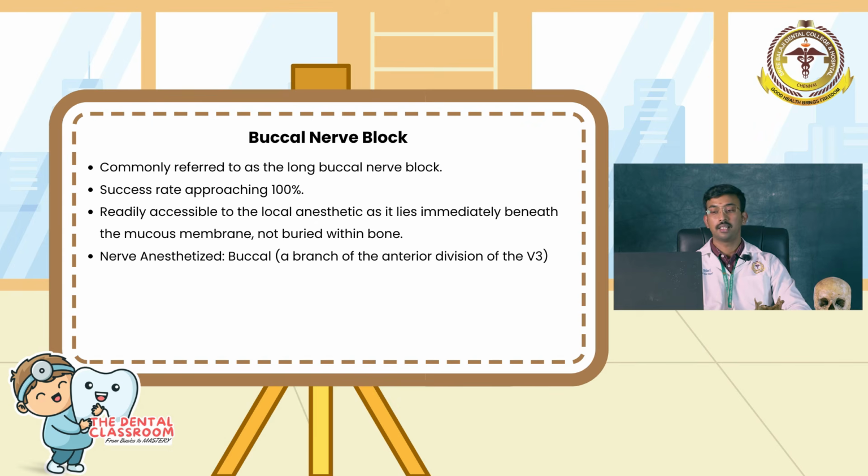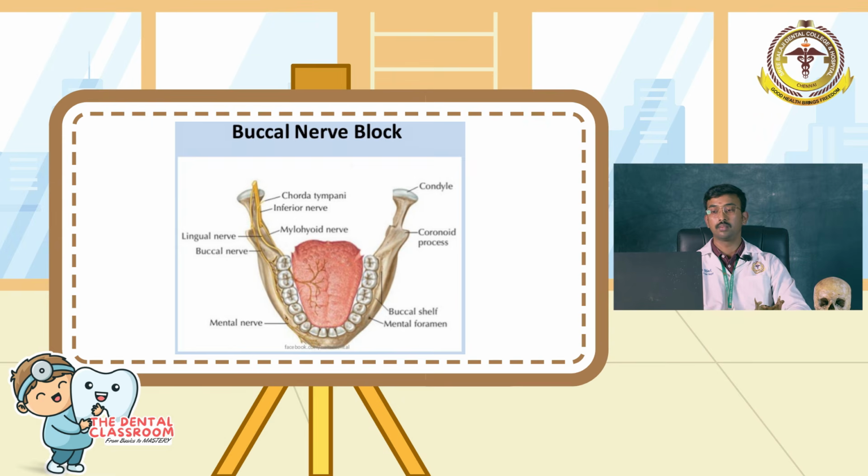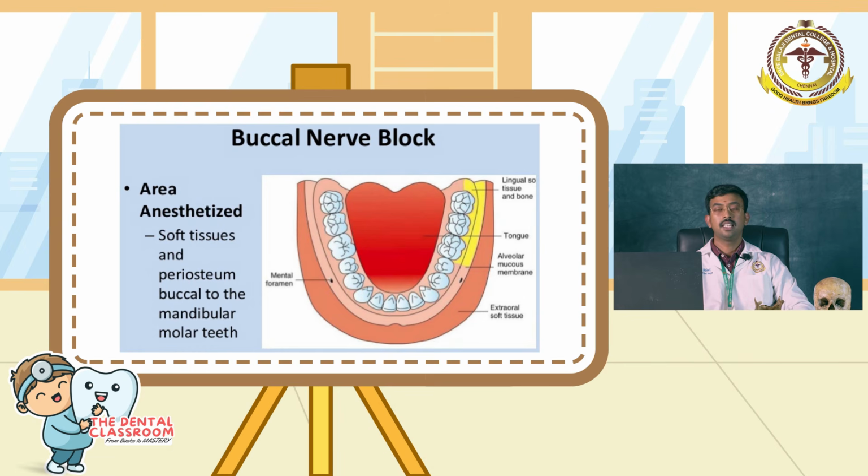It is readily accessible to the local anesthetic solution as it lies immediately beneath the mucous membrane and is not buried within the bone. The nerve anesthetized is the long buccal nerve, which is a branch of the anterior division of our mandibular nerve. In this slide, we can see the long buccal nerve as it travels in the buccal aspect of our mandibular molars. The areas anesthetized after achieving long buccal nerve block are the soft tissues and the buccal mucoperiosteum lying buccal to our mandibular first, second and third molars.